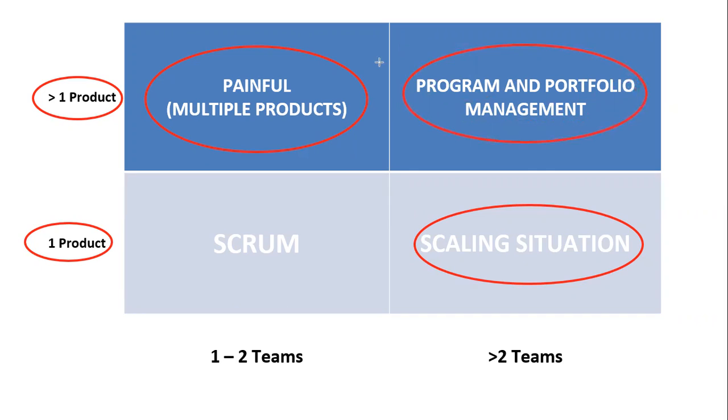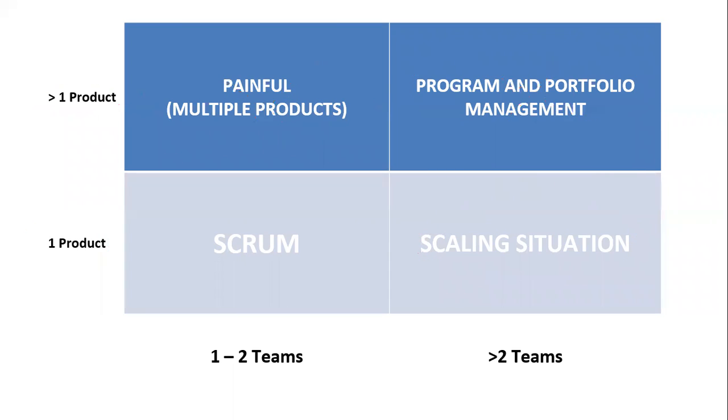Now, to be perfectly honest, this has been done for a long time across companies, very successful companies. So let's make it clear that program and portfolio management are not scaling situations. Neither is 1 or 2 teams working on greater than one product. That is not a scaling situation. When you have one product, but greater than 2 teams, this right here is the business case for scaling.